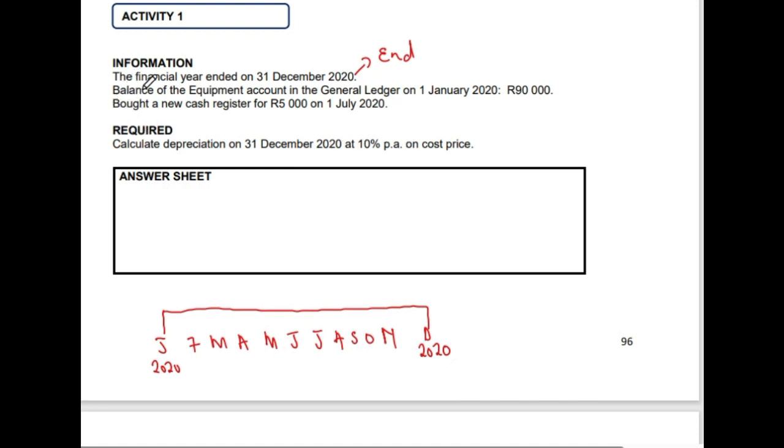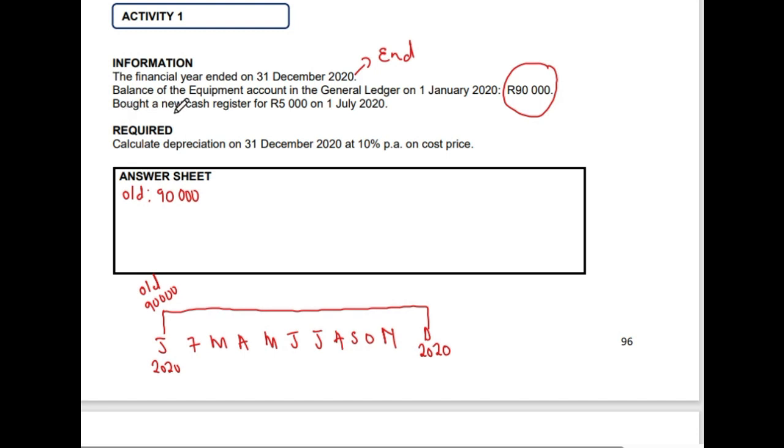It says the balance of the equipment account in the general ledger on the 1st of January is 90,000. So on the first of January we have old equipment with a cost price of 90,000 at the beginning of our financial year. And then guys, we continue now.